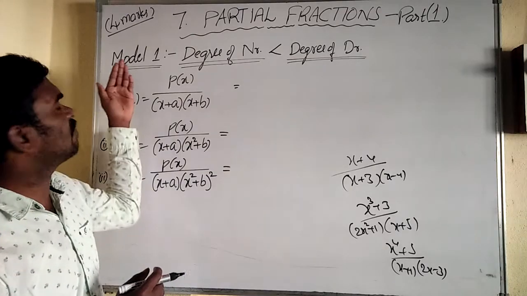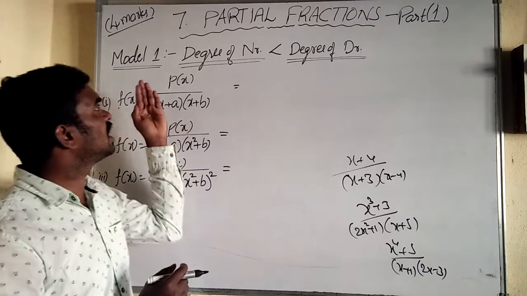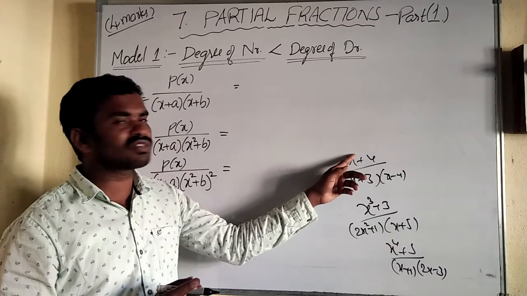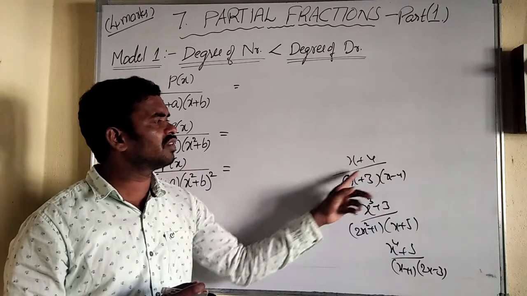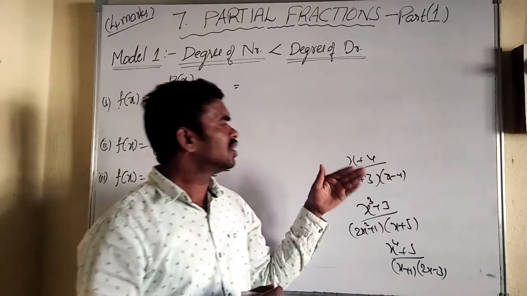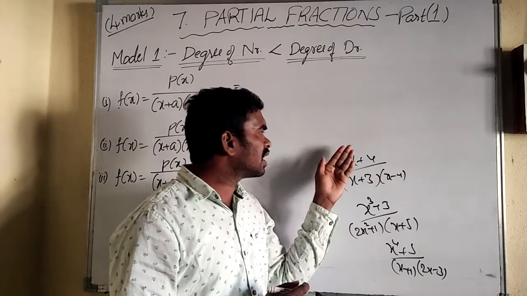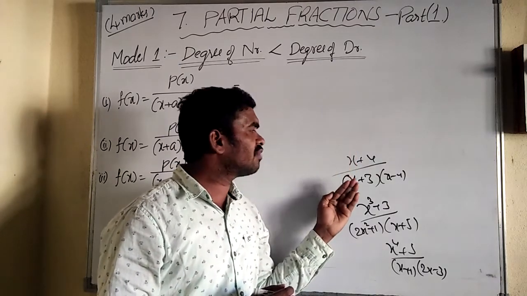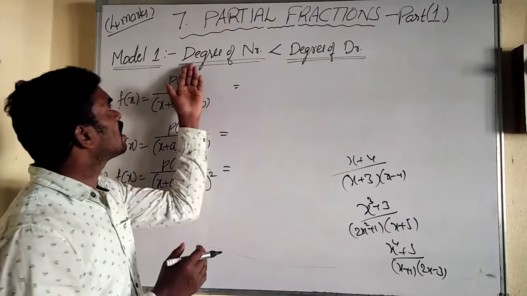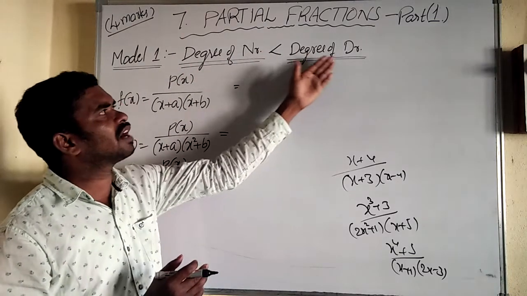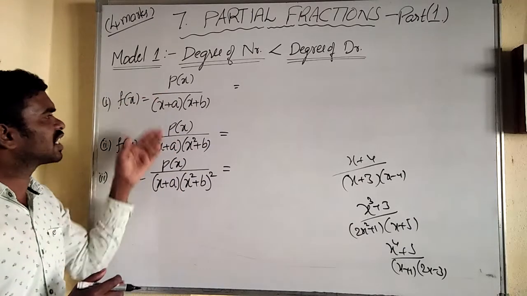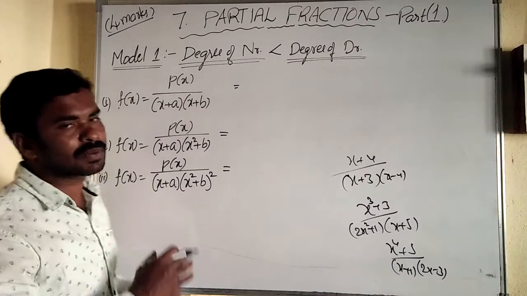So what is model 1? Actually, 3 models are there. Model 1 is, we observe the degree of the numerator. Here the degree is 1. The denominator degree is 1 and 1, 2, or maybe different. Here 2 and 3 are there. Simply, if the degree of numerator is less than the degree of denominator, then what cases are there? In this, 3 cases are there. This is only a big part.